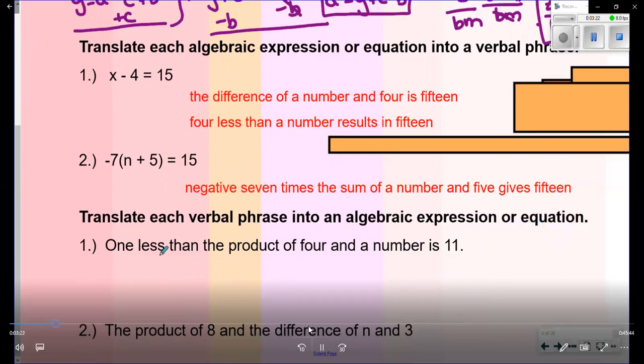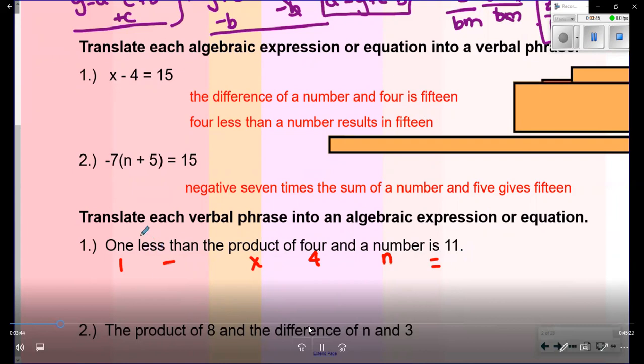algebraic. So 1 less than the product of 4 and a number is 11. So we know 1 is the number 1, less than is the minus, the product. Product means multiplication. So we got 4 and a number. Do we know that number? No. So we're going to have it be n. Is translates to equal, and we have 11.